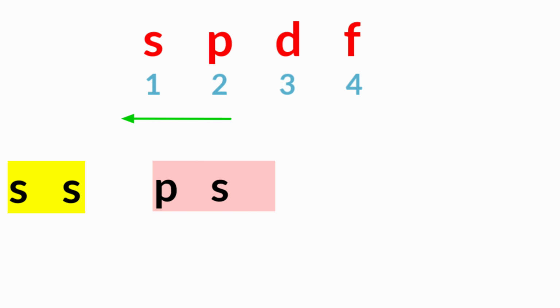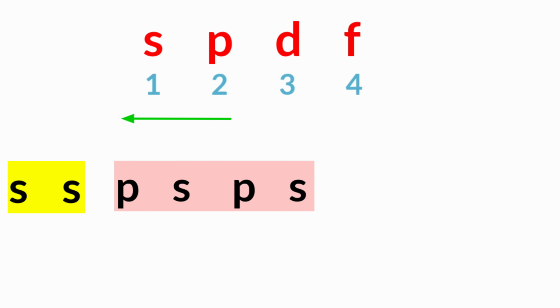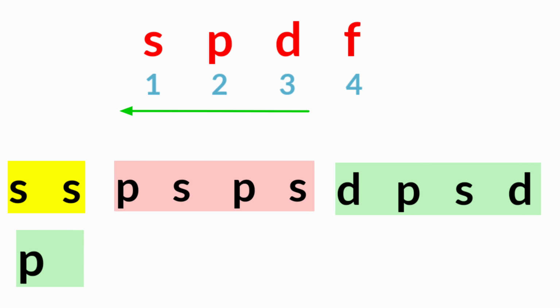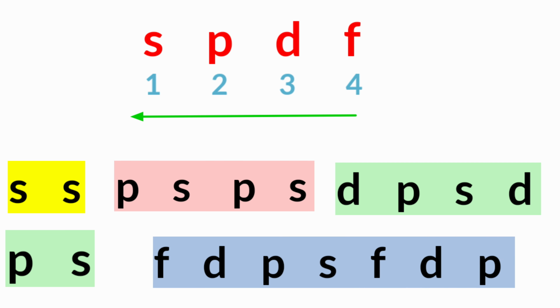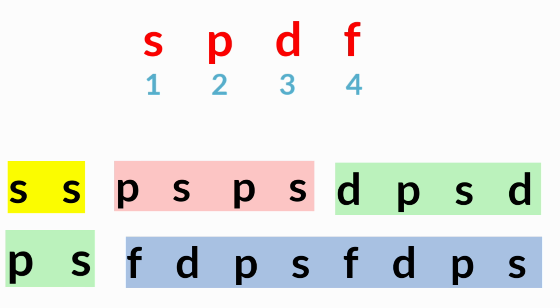Firstly, we have to write S 2 times, then come from P, write PS, PS 2 times, and then come from D. Now write DPS and DPS, and lastly from F, FDPS, FDPS. Let's remove the differentiating colors.